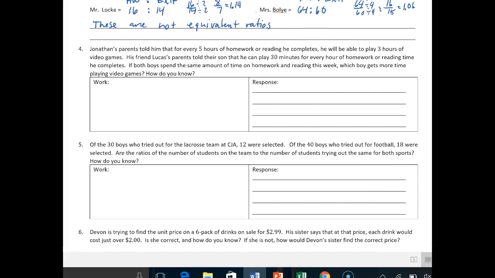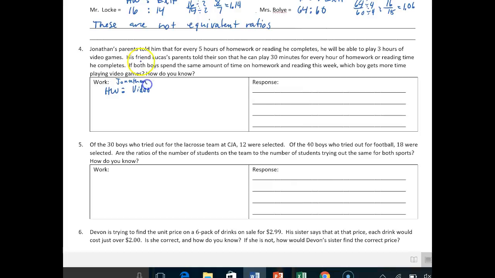All right, number 4. Jonathan's parents told him that for every 5 hours of homework or reading he completes, he will be able to play 3 hours of video games. So what are the 2 things we're comparing here? We're comparing the amount of homework he does to video games. And this is for Jonathan.